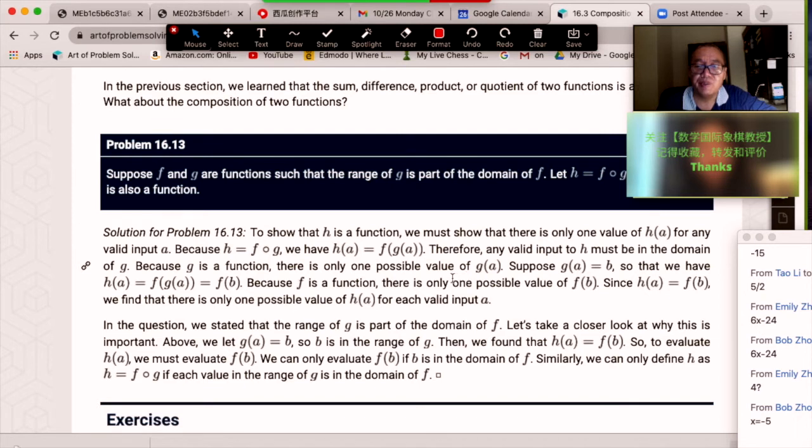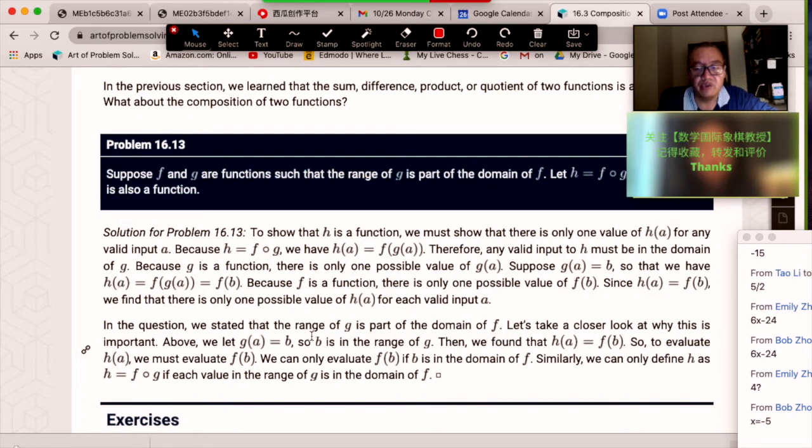Suppose g(a) equals b, so that we have h(a) equals f(g(a)) equals f(b). Because f is a function, there is only one possible value of f(b). Since h(a) equals f(b), we found that there's only one possible value of h(a) for each valid input a. In this equation, we start with the range of g. It's part of the domain of f.